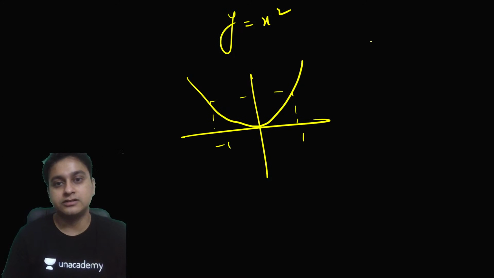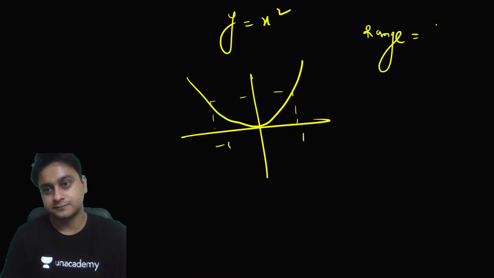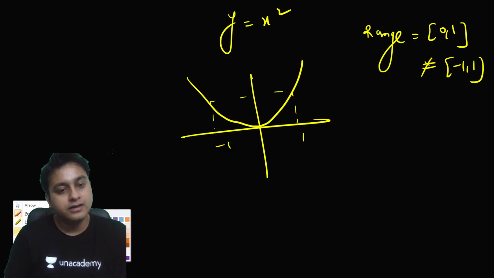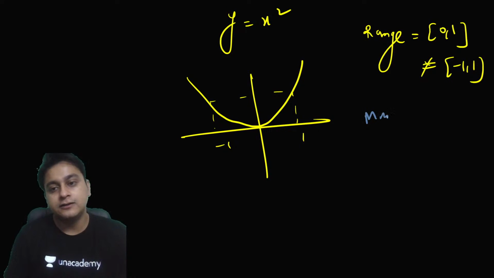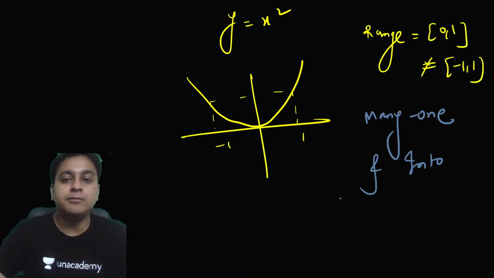So again, your square will be what? The range will be what? 0 to 1, not equal to -1 to 1. So again, it is not bijective. Moreover, it is a many one function, isn't it? Yes. It's many one and it's what? Into.